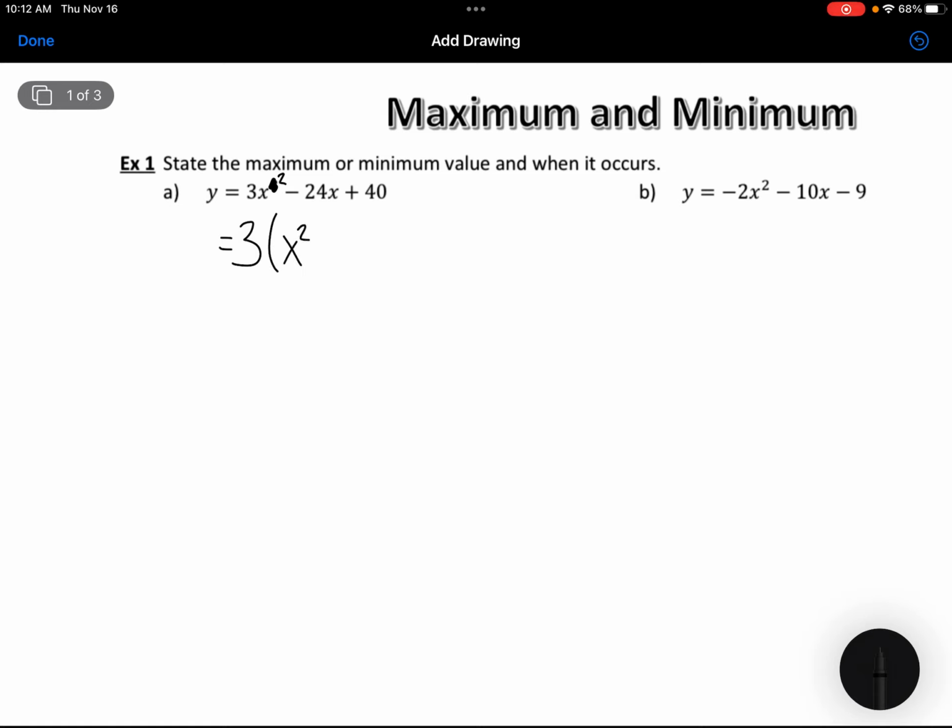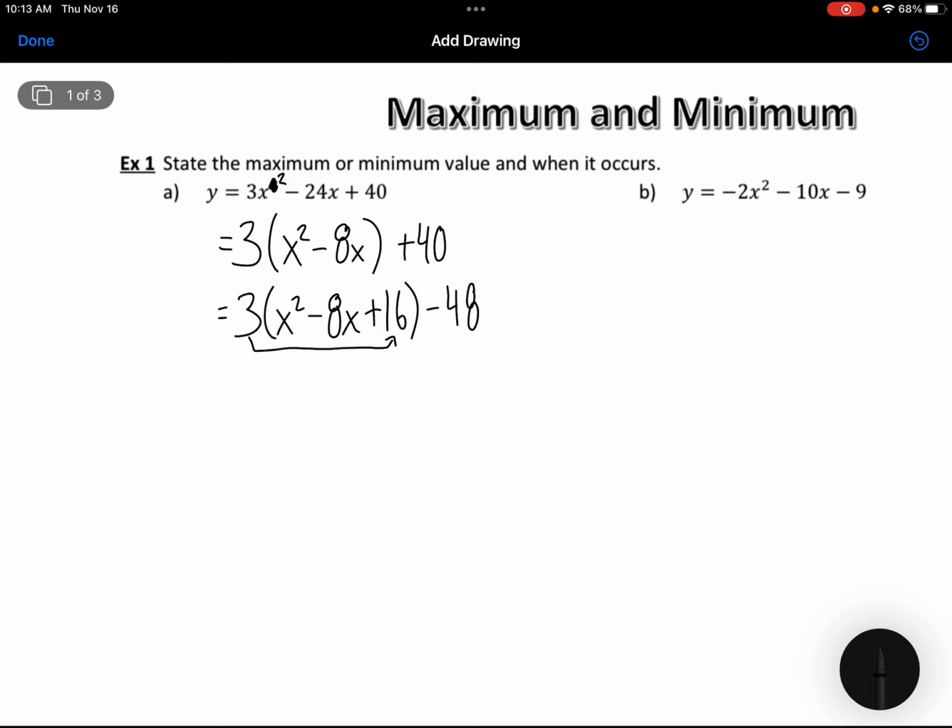Factoring that out of the first two terms, we get x squared minus 8x and then plus 40. Now we're going to take half of 8, which is 4, and square it. We rewrite everything else, we get plus 16. And then we're putting that back on the outside, but it's going to be minus 48, because 3 times 16 is actually what we've added. That 3 multiplies in, we need to remember that. So we've actually added 48, so we take 48 away, then we add the 40 in at the end, and our equation looks like this. So we've got x minus 4 squared minus 8.